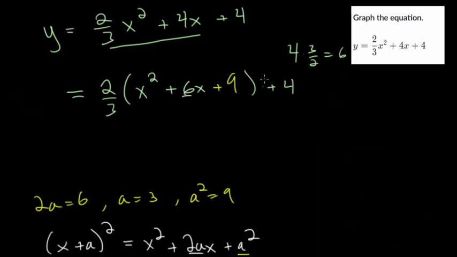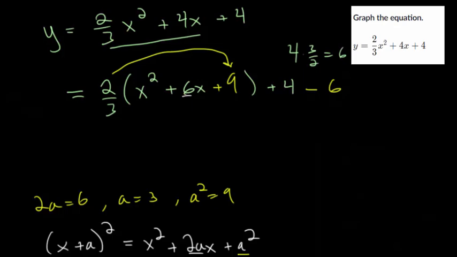Now, we didn't just add 9, because we added 9 on the inside of this parentheses here. But really, this set of parentheses is multiplied by 2/3. So we didn't add 9, we added 9 times 2/3. And 2/3 of 9 is 6. So we really just added 6 here, so we have to subtract 6 to essentially cancel that out so that we don't change the equation.